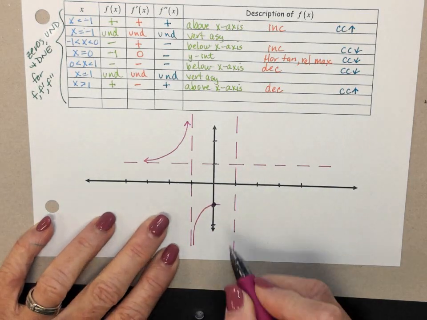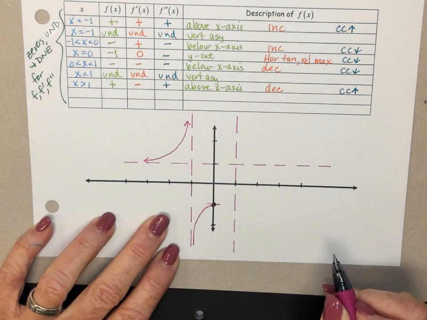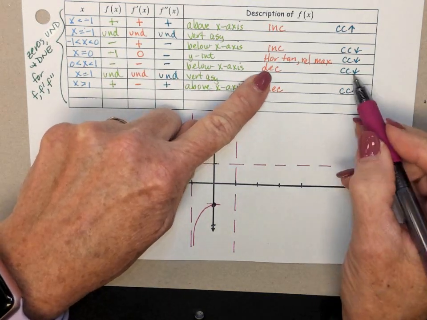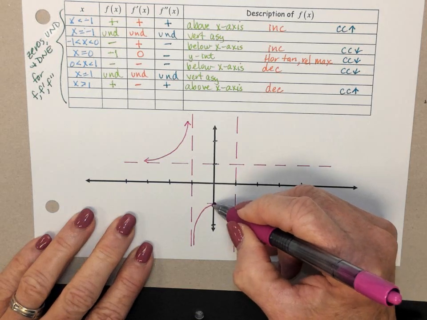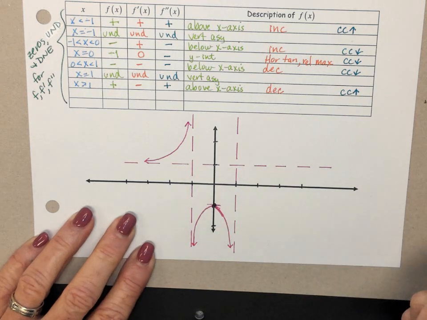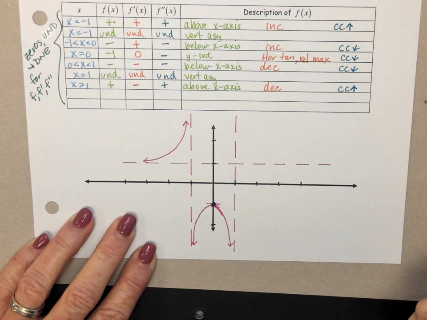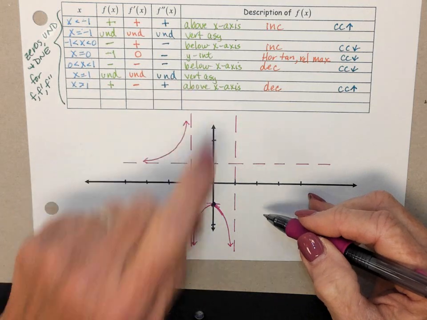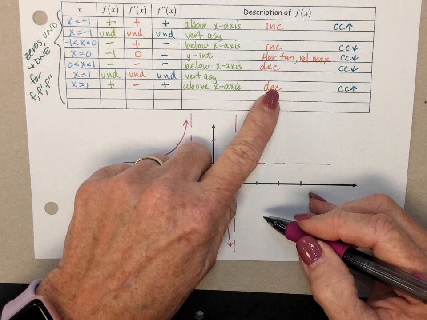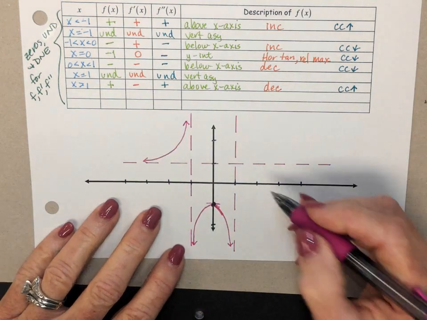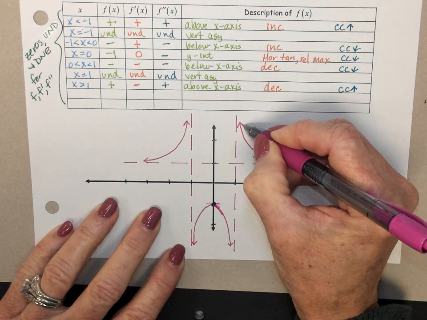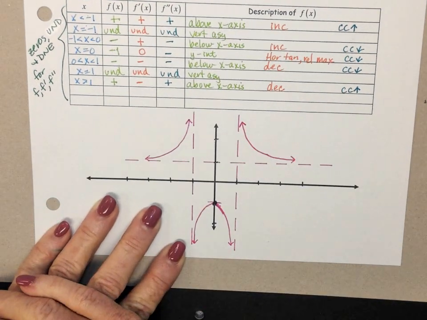So coming in that way, horizontal tangent sitting right here. Coming out of there, we're below the x-axis, decreasing, concave down. Vertical asymptote at x equals 1. When x is greater than 1, again, above the x-axis, decreasing, concave up. And it's right there. And there's your final graph.